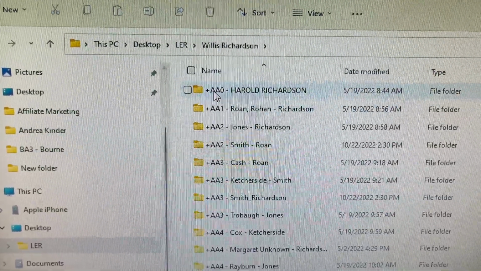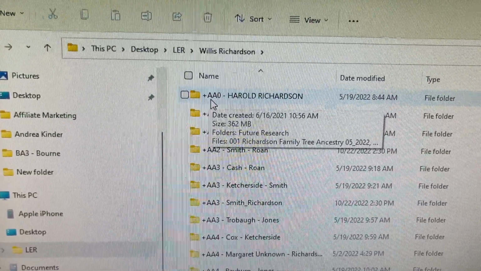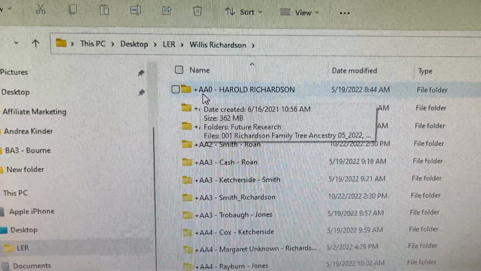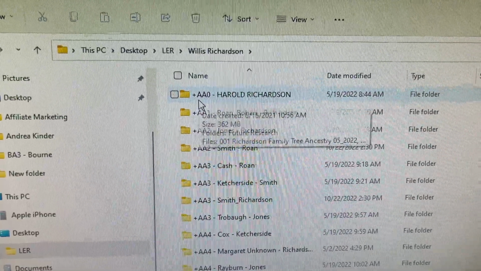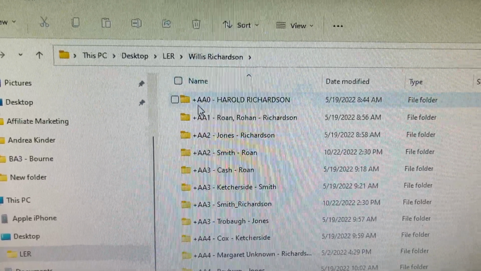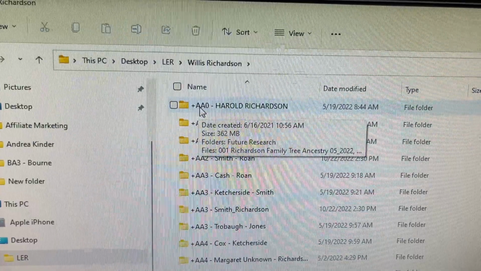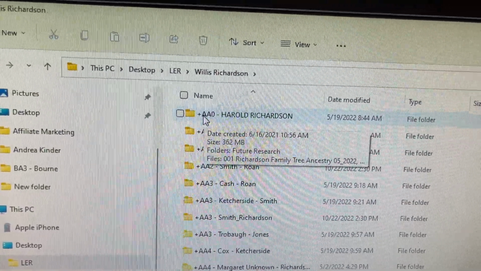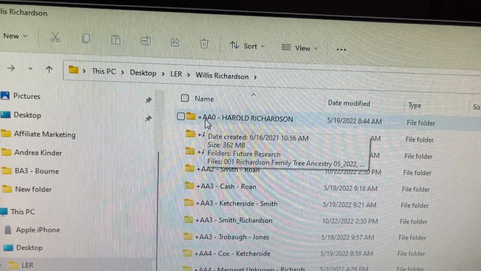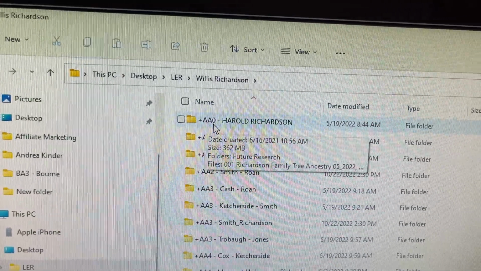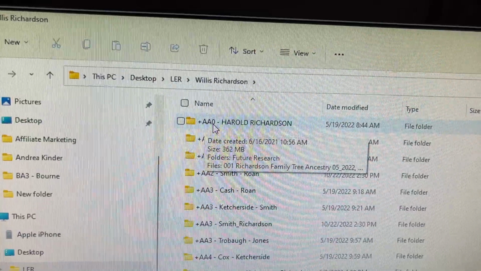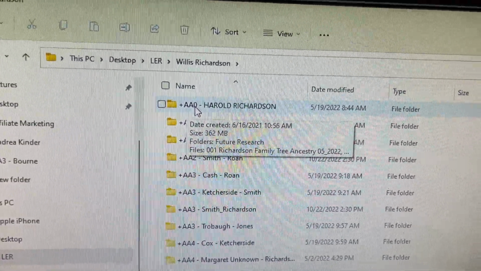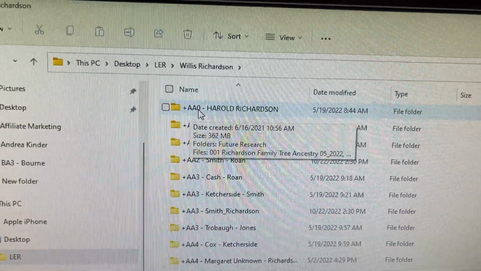The way I work it is the first A stands for the male, my father. So my mother would start with a B. So father is A and mother is B. The second A would represent my grandfather. So we have AA, and he's at generation 0. You start with your grandparents because they will split out and there will be lots of generations after that.